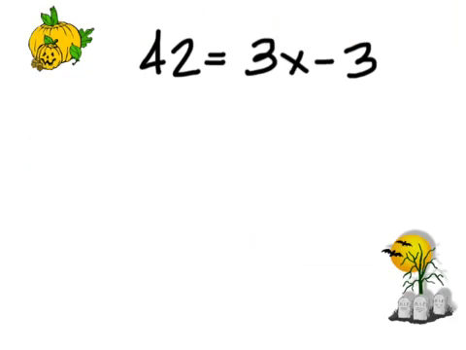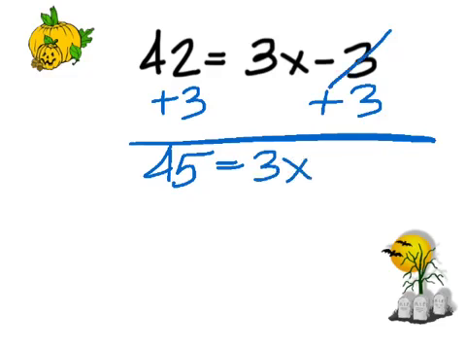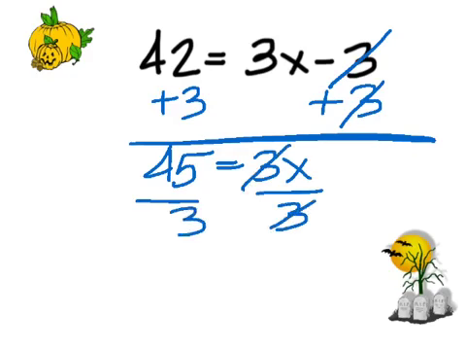Bonus problem number 8. Add 3 to both sides. You should have 45 equals 3x. Divide both sides by 3.